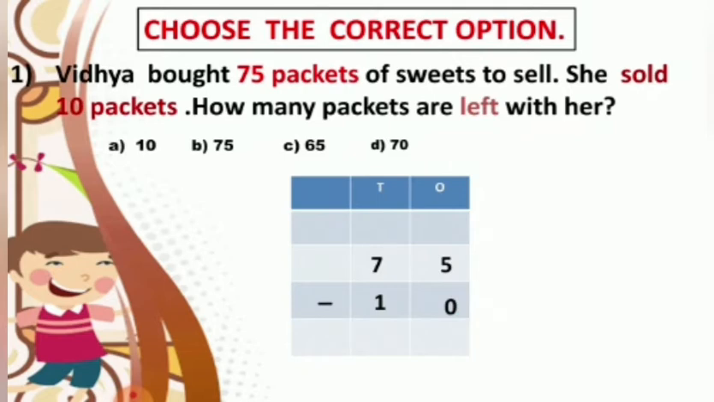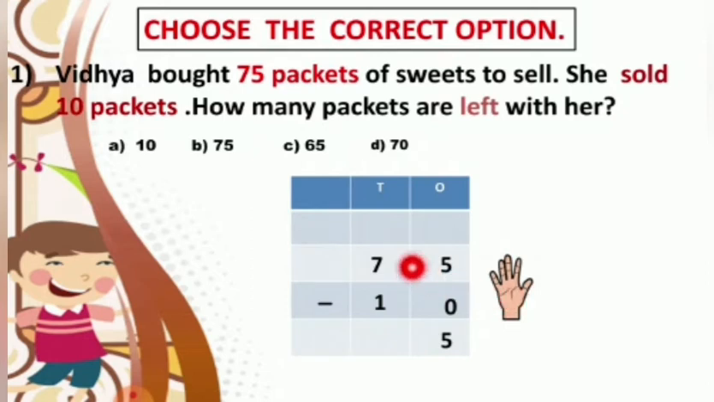5 minus 0. So open your 5 fingers. How many we have to take away? 0. Any number subtracted with 0, you will get the same answer. So that is 5.